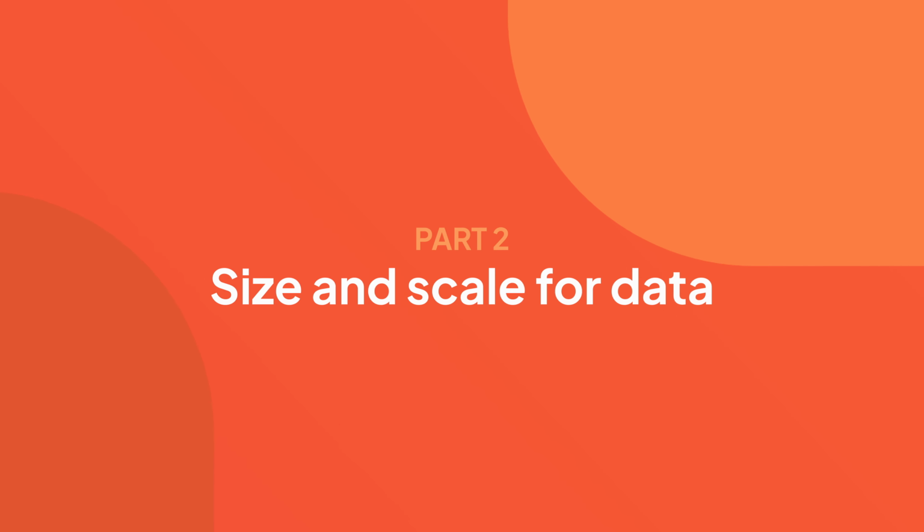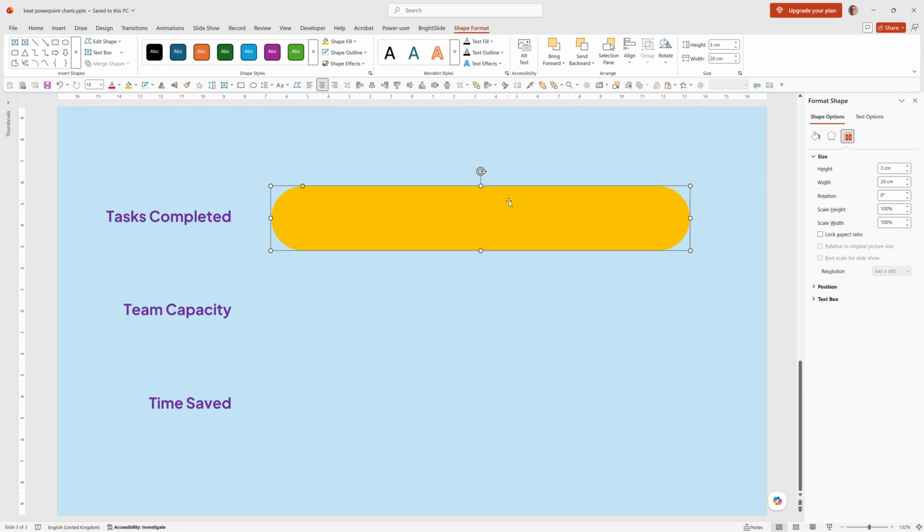The reason I've created it 20 wide is because it makes the maths easy when you're making the percentages. So if it's 50%, we could easily do it at 10 centimeters. But there's also another way that we can do that using the scale width option, which I'll show you in a moment.